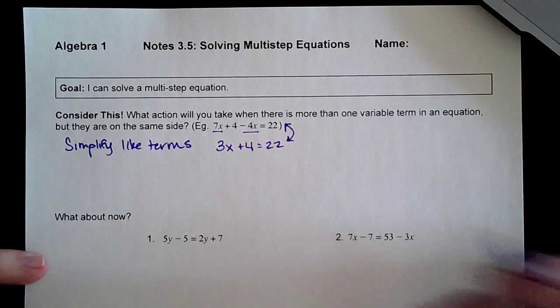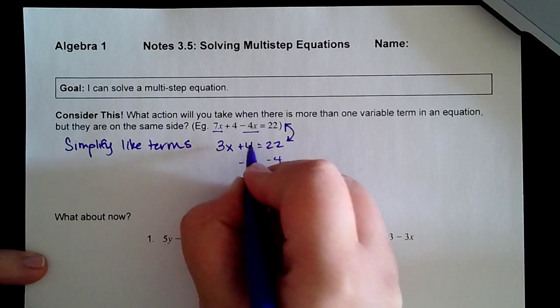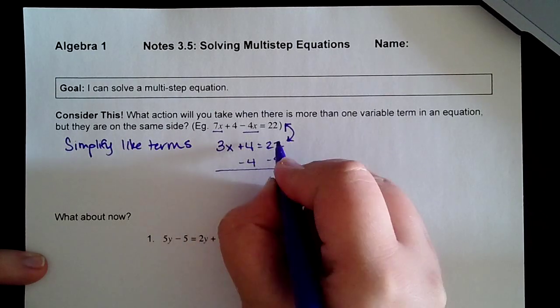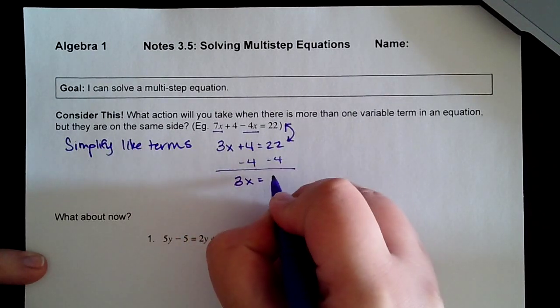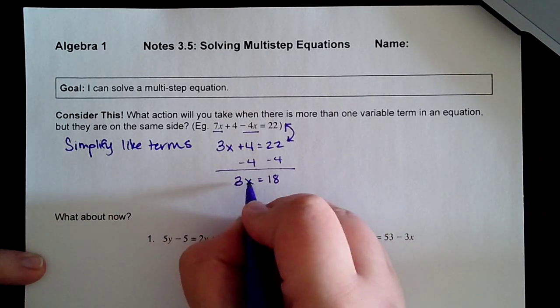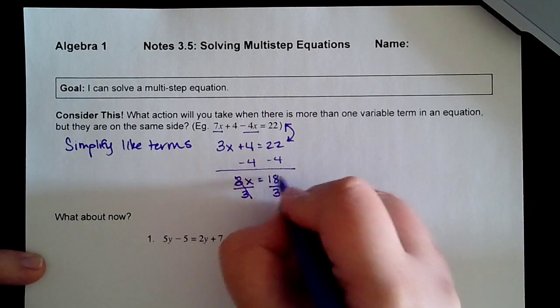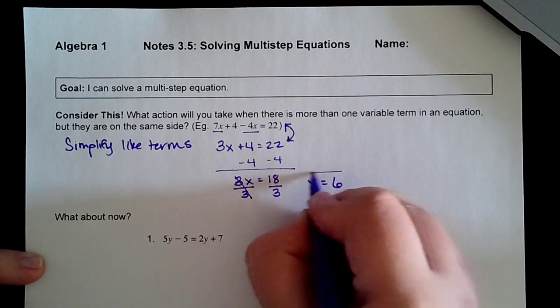Solving from there is the same thing we've been seeing. We're still going to deal with the number farthest away from the variable. Subtract 4 on this side, subtract 4 on that side. We're left with 3x equals 18. We've now got x times 3. If we divide, that undoes the multiplication. On this side, it becomes x equals 6. And we've got our answer.